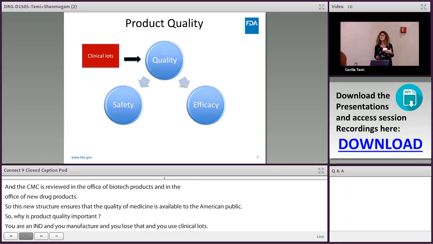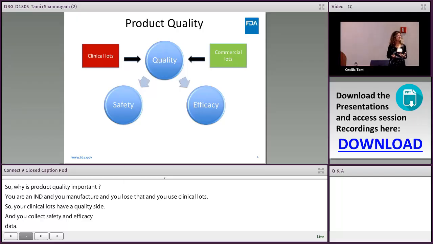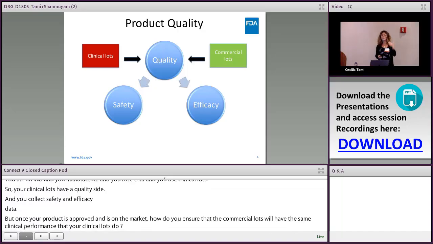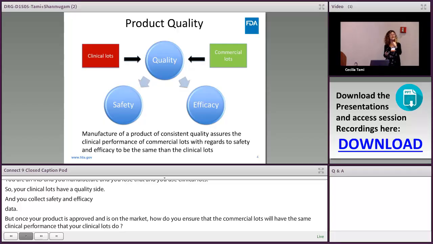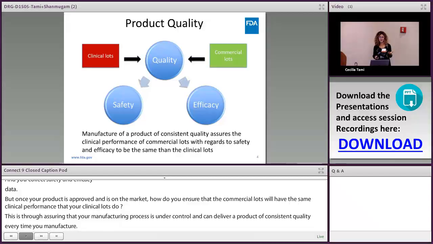But once your product is approved and is in the market, how do you ensure that your commercial lots are going to have the same clinical performance as your clinical lots? This is through ensuring that your manufacturing process is under control and it's able to deliver a product of consistent quality every time you manufacture. And so basically the quality is the anchor. Manufacture of a product of consistent quality assures the clinical performance of commercial lots with regard to safety and efficacy to be the same as that of the clinical lots.